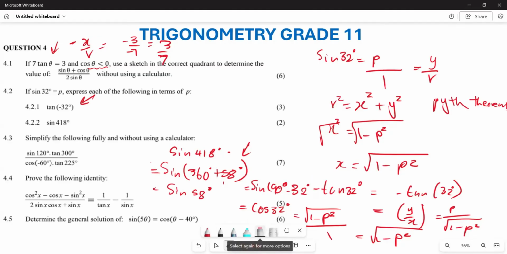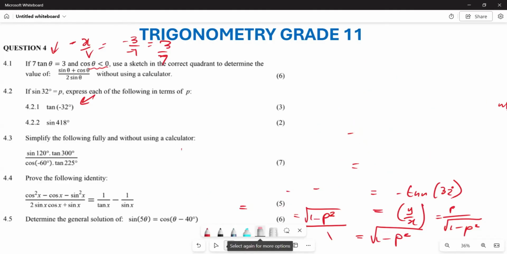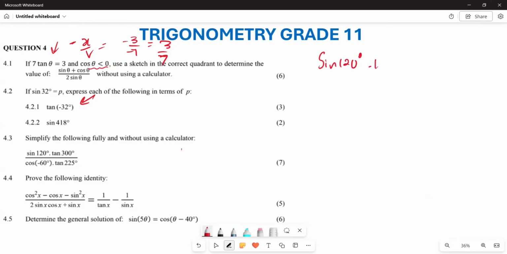Let's look at 4.3. Let's just make up our space here and see what we can do in this particular question of 4.3, right? Now, here you are given sine of 120 degrees multiplied by tan of 300 degrees. This is divided by cos of negative 60 degrees, or rather multiplied by tan of 225 degrees. Now, what is the best thing that you can do from here? Actually, here you must do what?